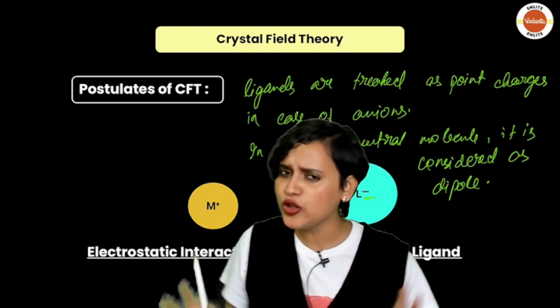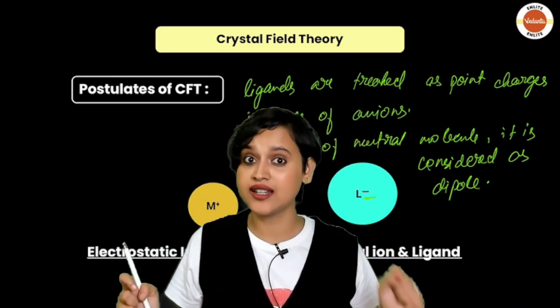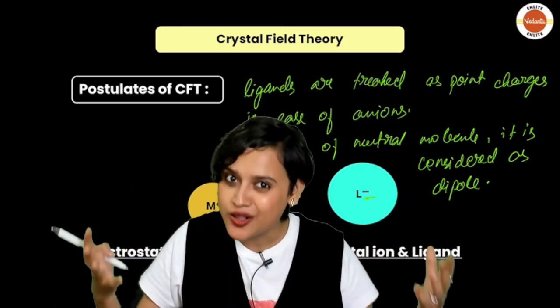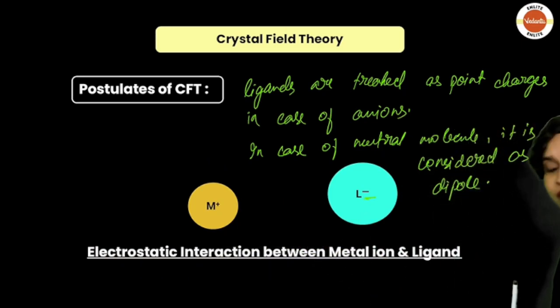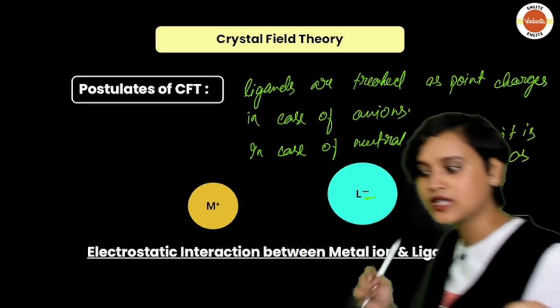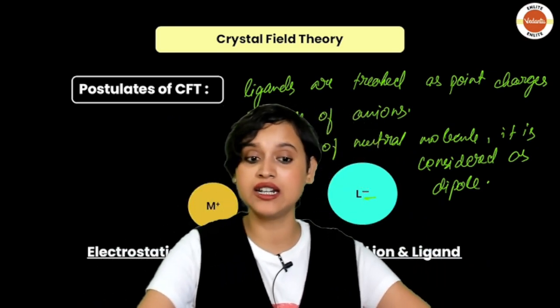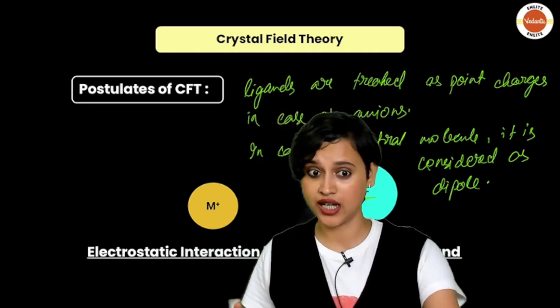Now, if the metal is positive and the ligand is anionic, that is, negative, then what will happen? There will be electrostatic interaction. One is positive, one is negative. What do you expect? You expect that there is definitely some electrostatic interaction. Don't you think so, everybody?